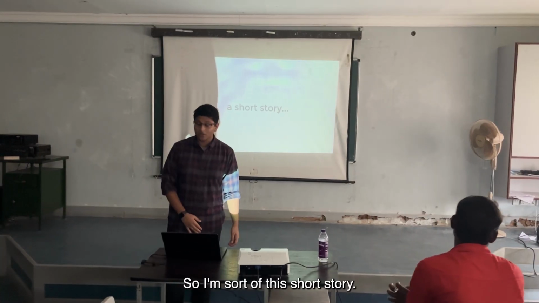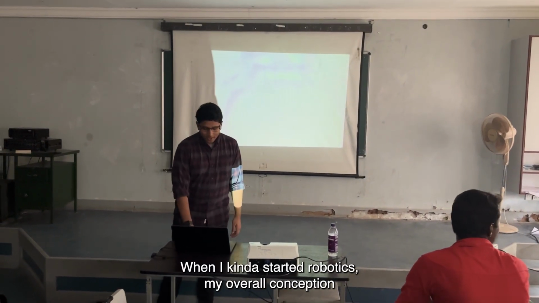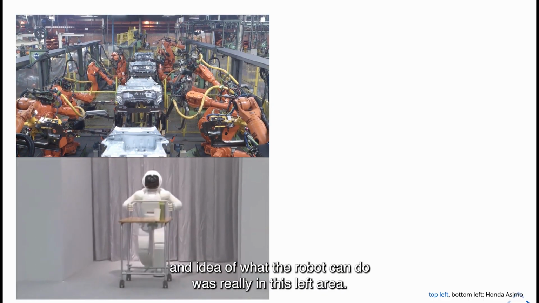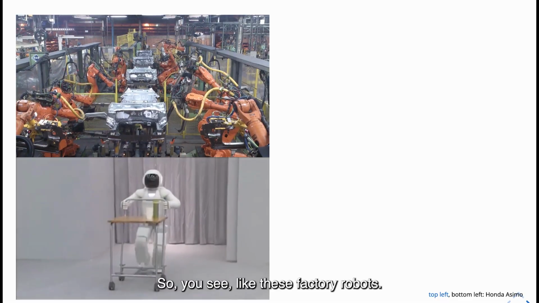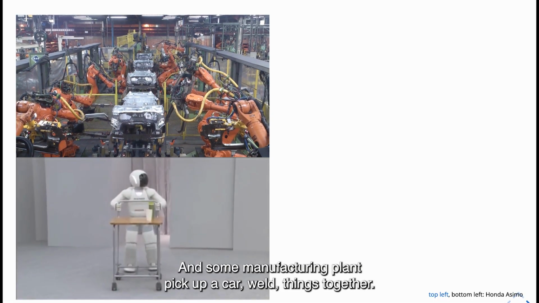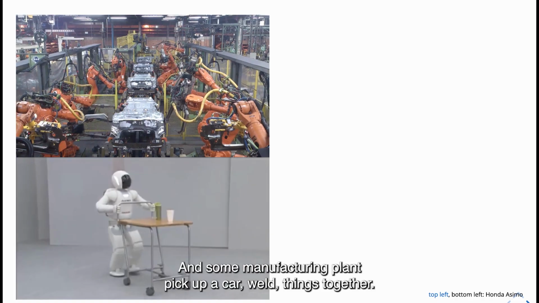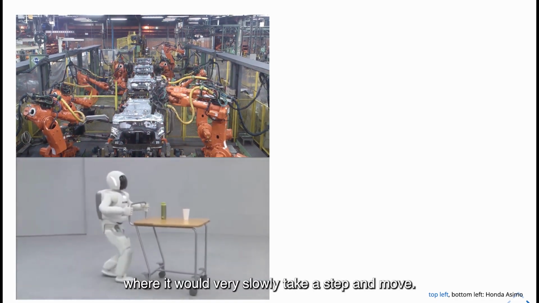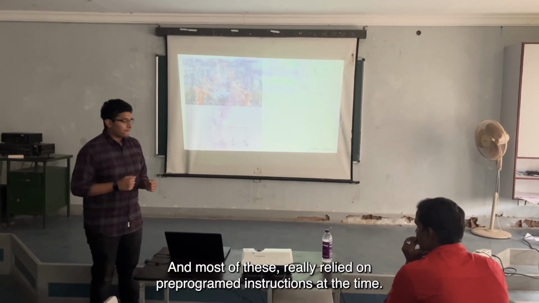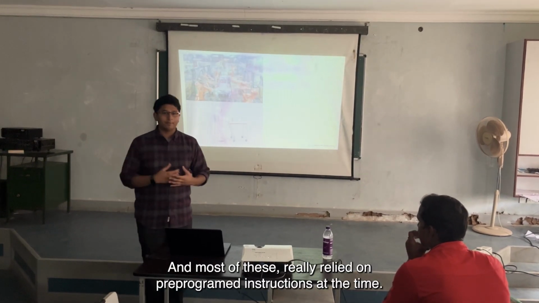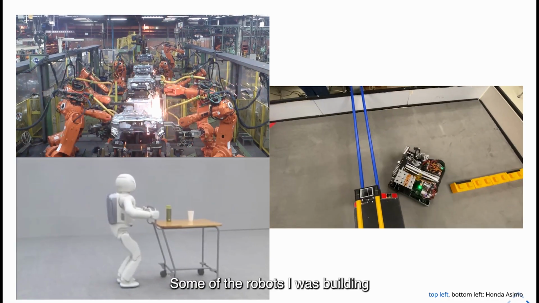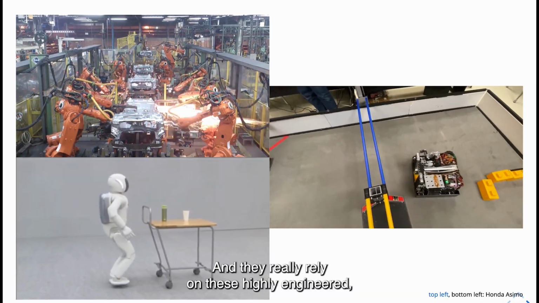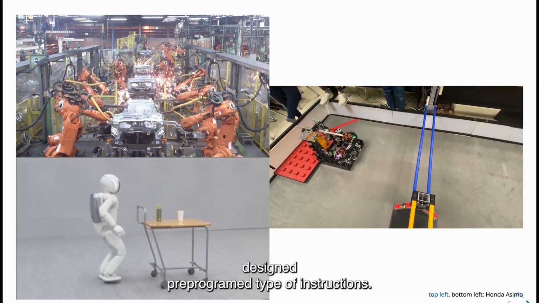So I'm going to start with just a short story. When I started robotics, my overall conception of what a robot can do was really in this left area. You see these factory robots in some manufacturing plant, they pick up a car, weld things together. It was also something like this Honda Asimo robot, where it would very slowly take a step and then move. Most of these really relied on pre-programmed instructions. At the time, some of the robots I was building picked blocks up and moved them around, and they really relied on these highly engineered, pre-programmed instructions.